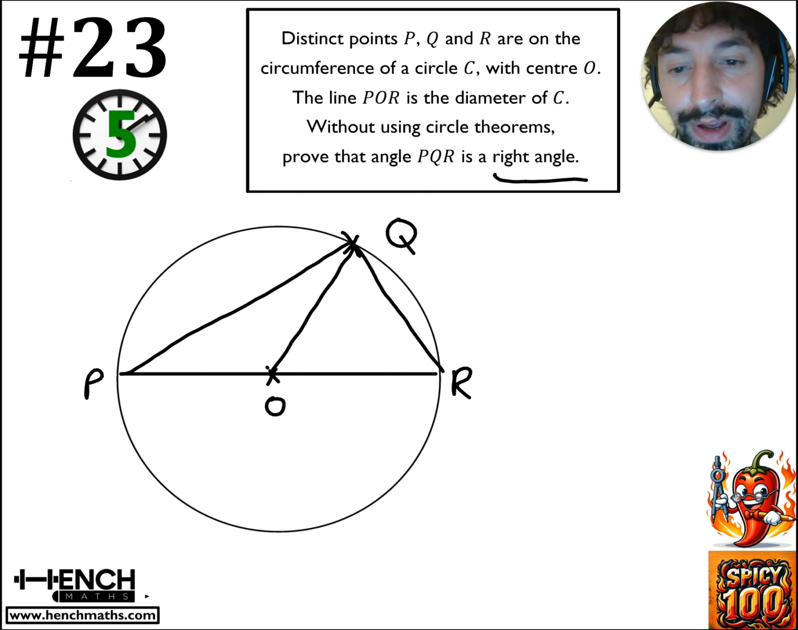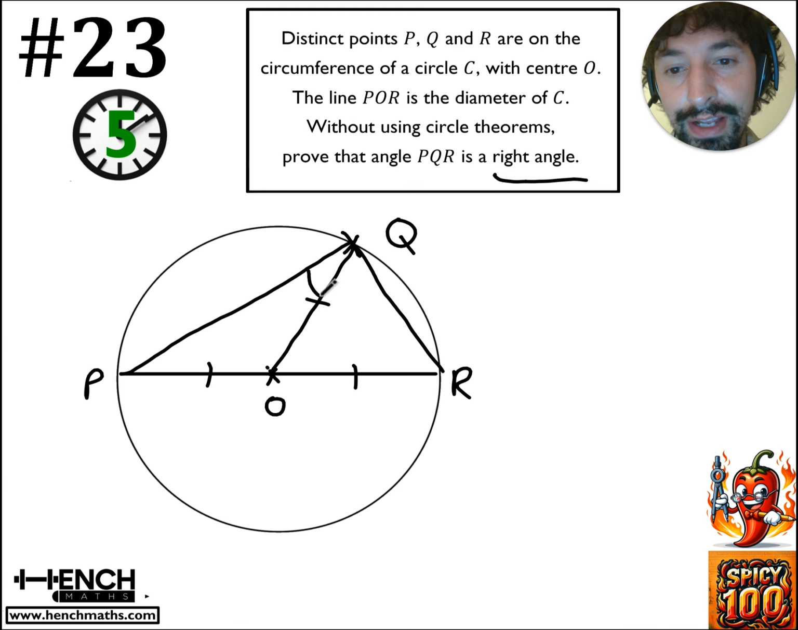This is nice because what we've actually done is we've created some isosceles triangles. So O to P is the radius, which means O to Q is also the radius. So these two lines are equal, which also means O to R is also the radius. So we've got two isosceles triangles, and that's going to be useful to us. So what I'm going to do is start labeling some angles.